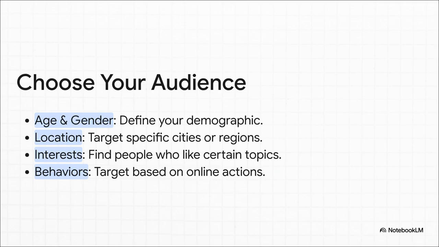Once you know your persona, you bring them to life with Facebook's incredible targeting tools. This is where you go from a vague idea to a real, specific audience. And you can layer these things together. For example, you could target people from 30 to 40 years old who live in a certain city, who are interested in sports, and who also tend to shop online. This is how you make sure your message lands with the exact people most likely to actually care about it.